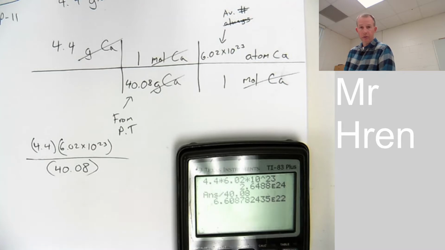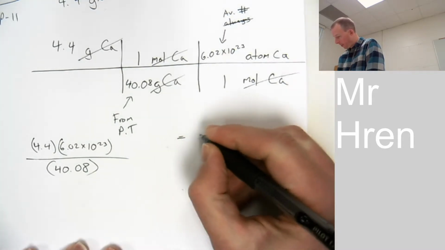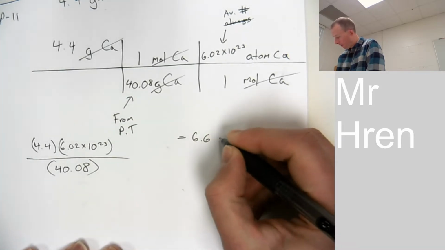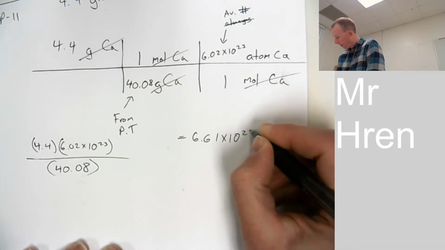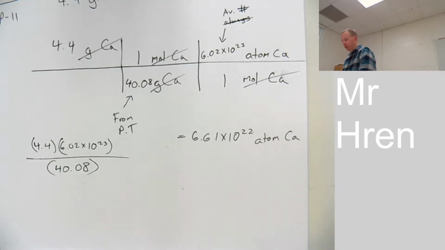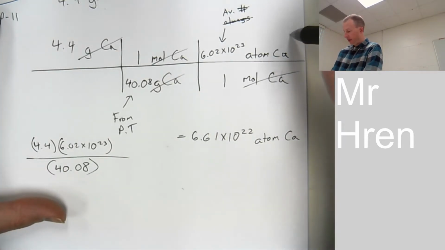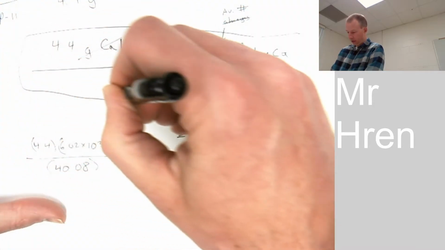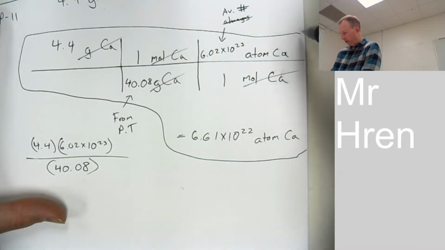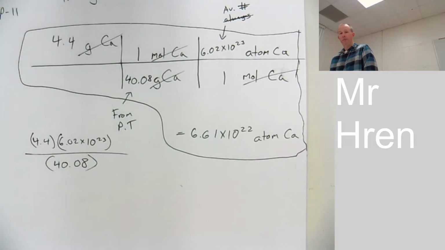So there you go. If you just want to see it for a minute, you can pause it or whatever. Our proper labeling and answer would be 6.61 times 10 to the 22nd atoms of calcium. That's what we have left. Now, as far as work goes and getting all the credit, this is what I expect. Everything inside there for credit, to get full credit for the work.